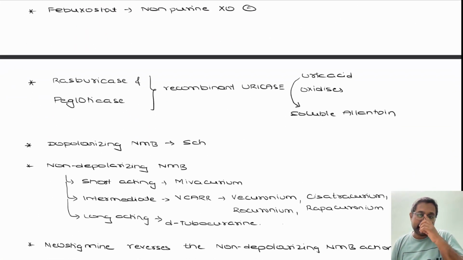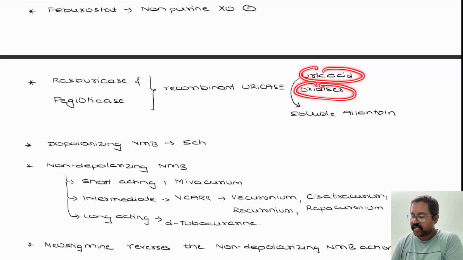Then we have drugs which can increase the excretion of uric acid from the body. Those are the recombinant uricase. We have two very important drugs, rasburicase and pegloticase. They oxidize the uric acid into soluble allantoin, which gets excreted through the urine.